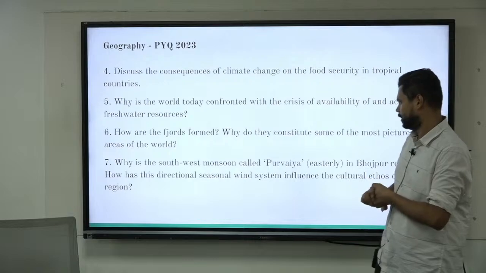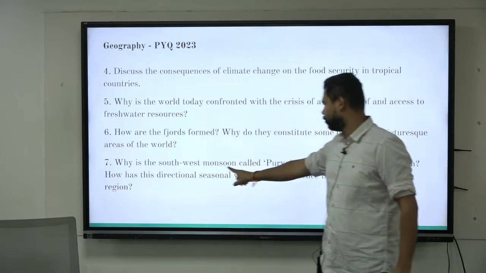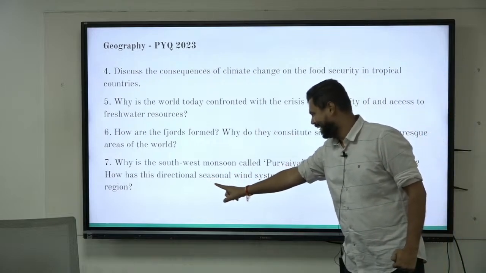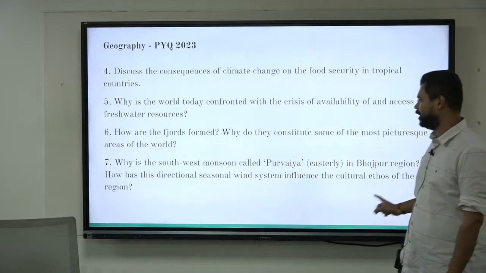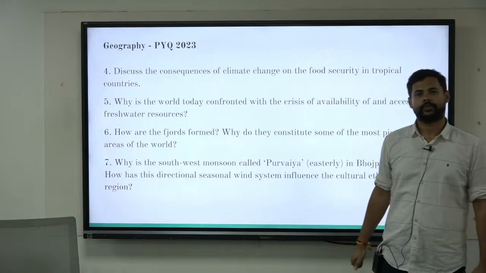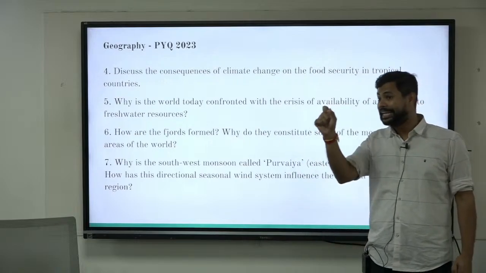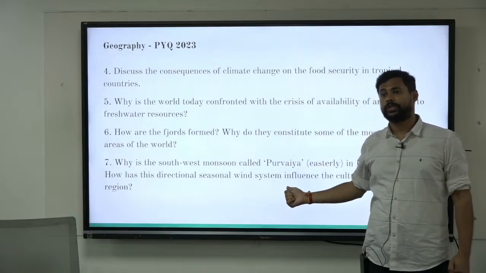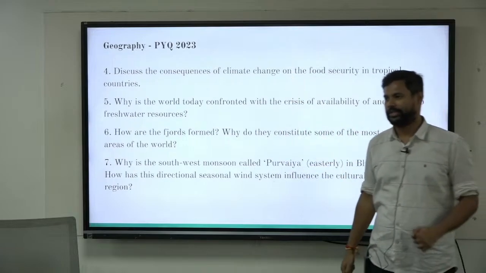Okay, the next one. Why is the southwest monsoon called Purvaya in Bhojpur region? How has this directional seasonal wind system influenced the cultural ethos of the region? Climatology, Indian climate. Don't forget. Climatology means world climate, but this is regarding Indian climate. So make a note of that. Indian climate.